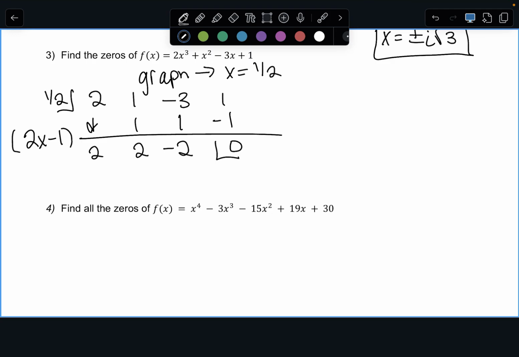When we went through this in Unit 2, since I had a fraction in my box, what did I have to do at the very, very end? Do you remember? We have to divide by my denominator. Divide by 2. We would get 1, 1, and -1.